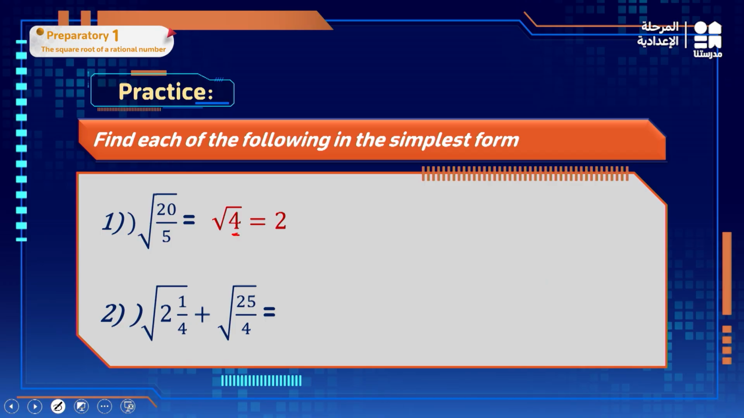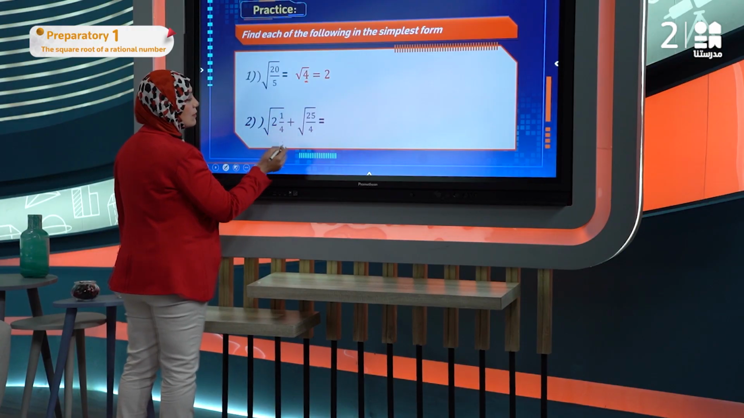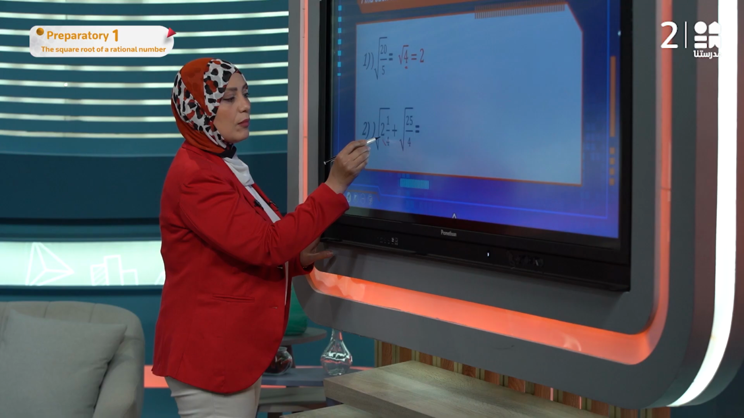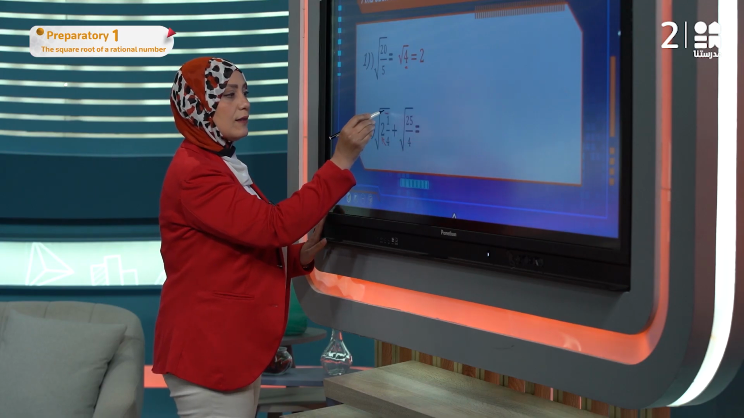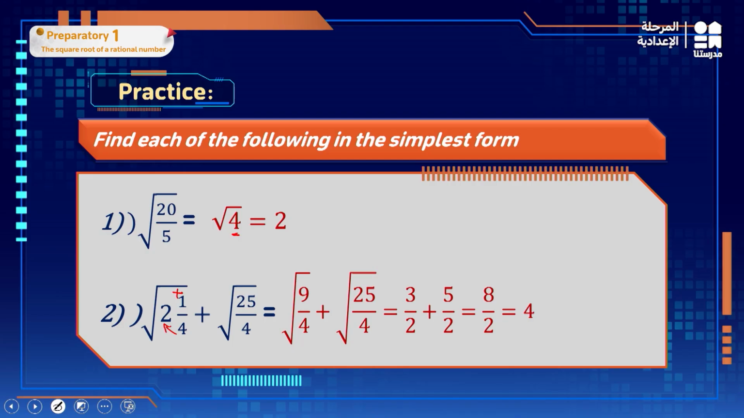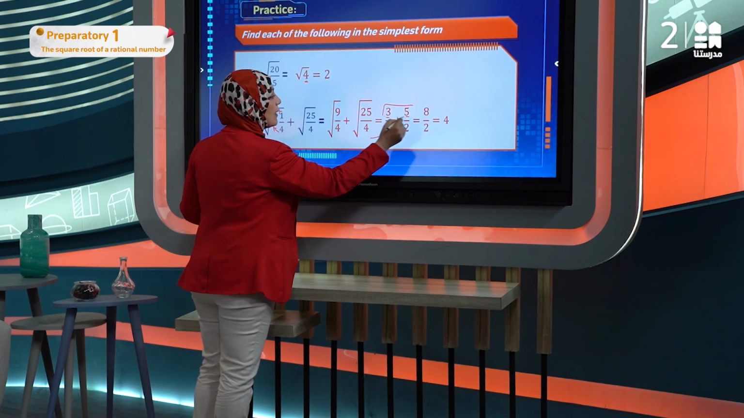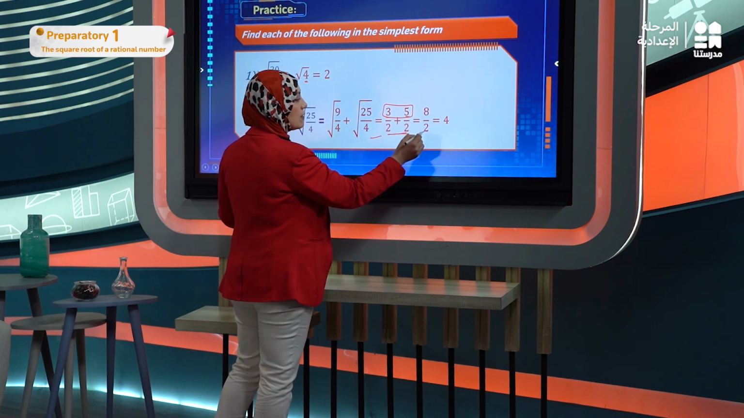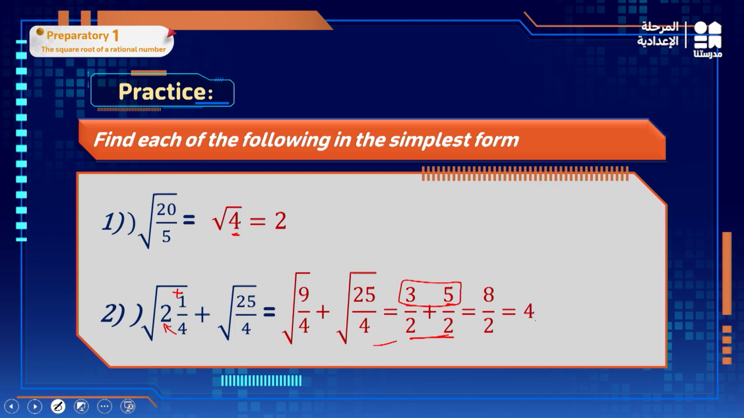Second one. The square root of 2 and 1/4 plus the square root of 25 over 4. Here we have a mixed number, as we said. Multiply 4 times 2, then add 1. So it becomes the square root of 9 over 4 and the square root of 25 over 4 as it is. Now the square root of 9 is 3 and the square root of 4 is 2. The same for the square root of 25, which is 5 over 2. So we are going to add because we have like denominators. So it is 8 over 2, and 8 divided by 2 equals 4.